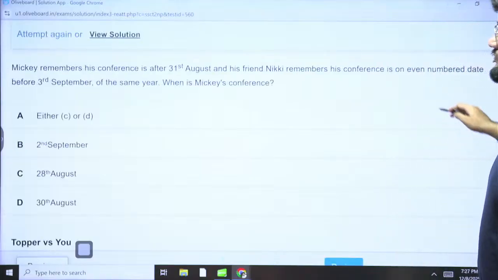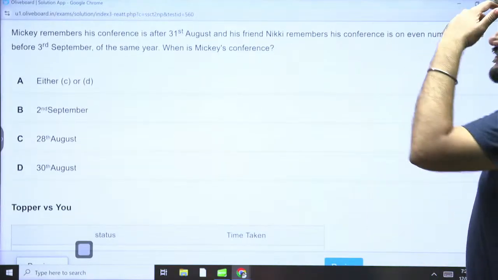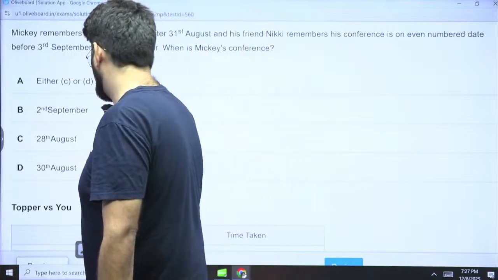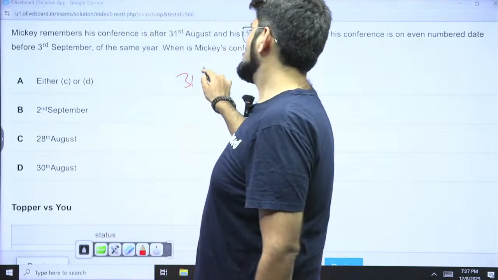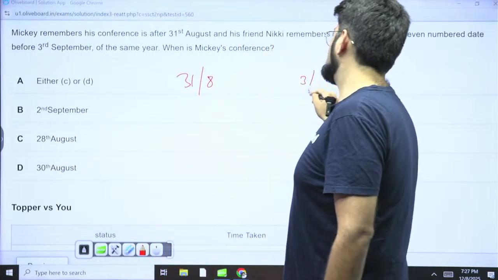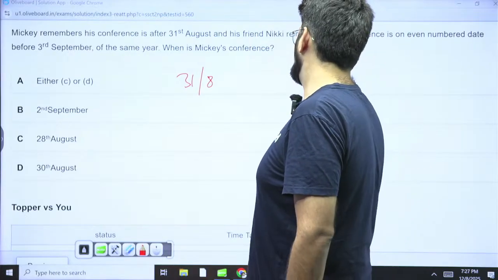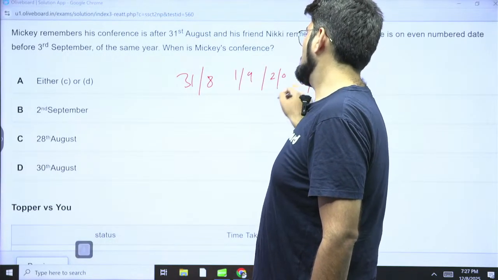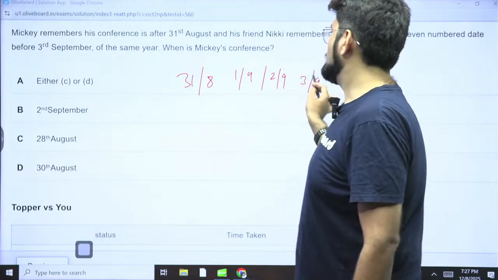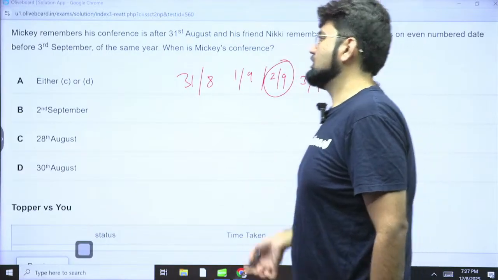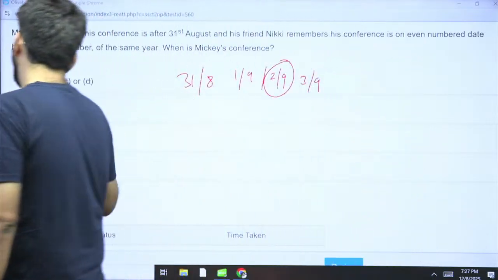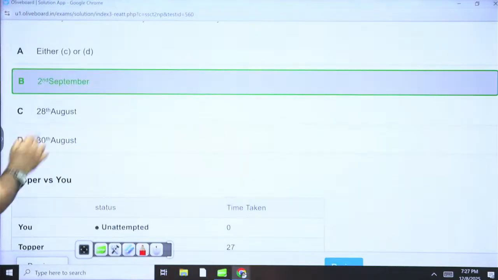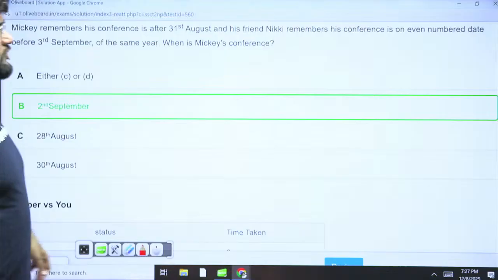Next, Mickey remembers his conference is after 31st August and his friend Nikki remembers his conference is an even number date before 3rd September. After 31st August, before 3rd September. What are the dates here? We have only 1st September and 2nd September. Alright, they are asking us even before 3rd and after 31st. It's only 2nd September, nothing else. 28th August is not possible, no? So either C or D is also not possible. So option B is the right answer. Very easy question.